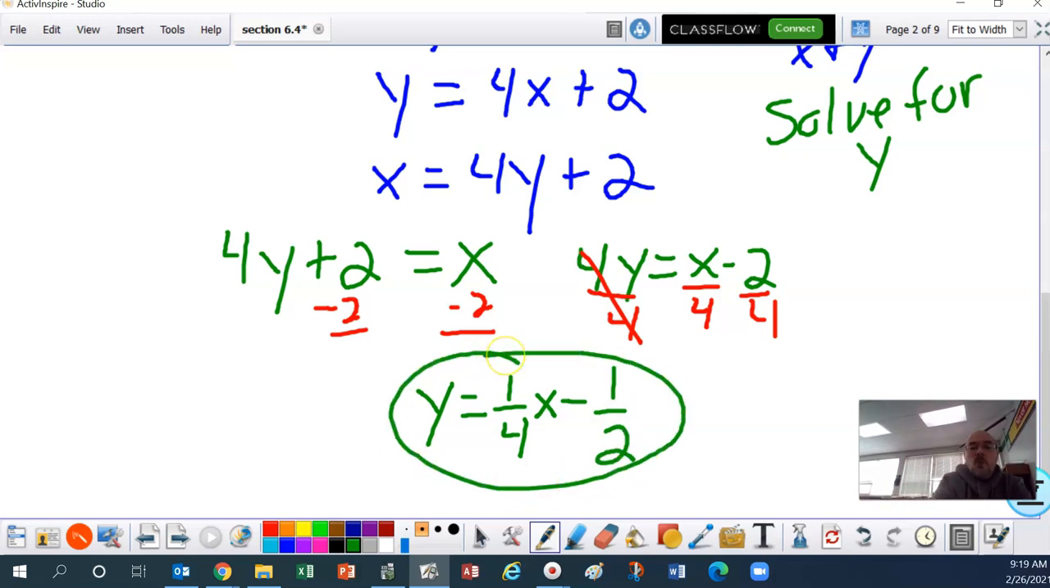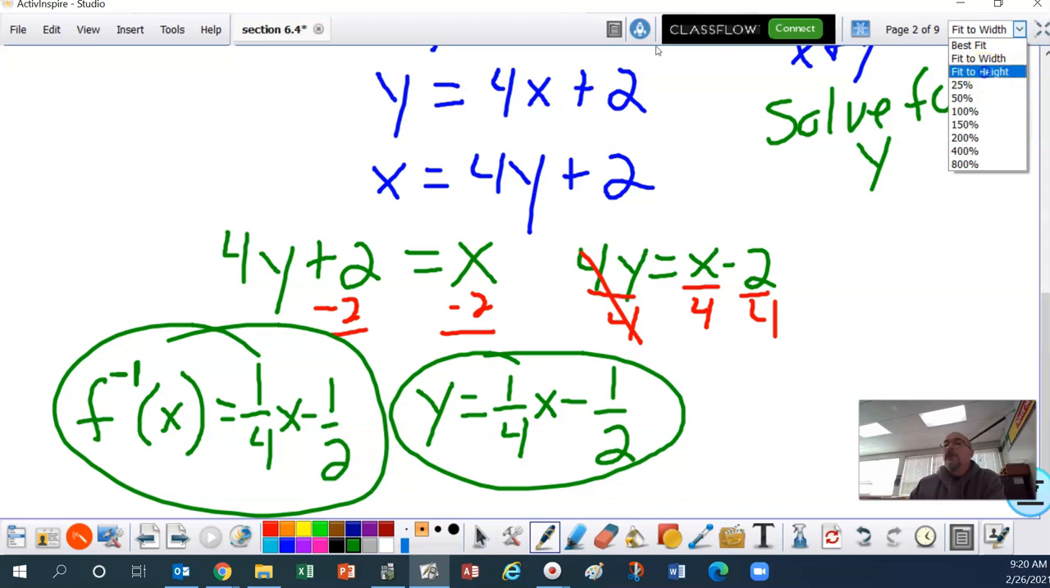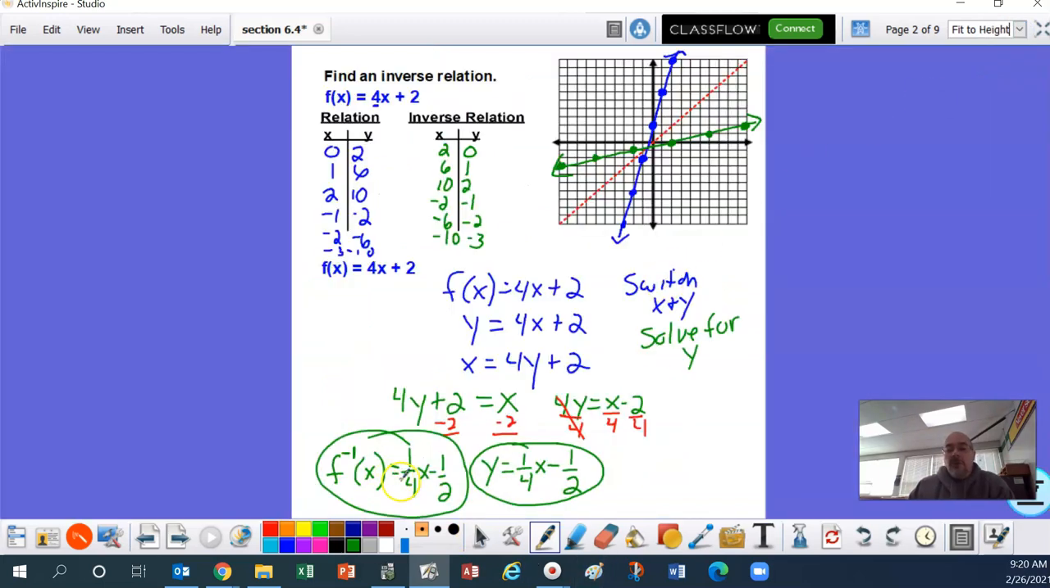But when we write that, we put f with a -1 there, ladies and gentlemen. That means it's the inverse. That -1 means it's the inverse. Okay, so the inverse function, 1/4 x minus a half, if we graph that line, that's the green line we put right there. And you can see the y-intercept is -1/2.